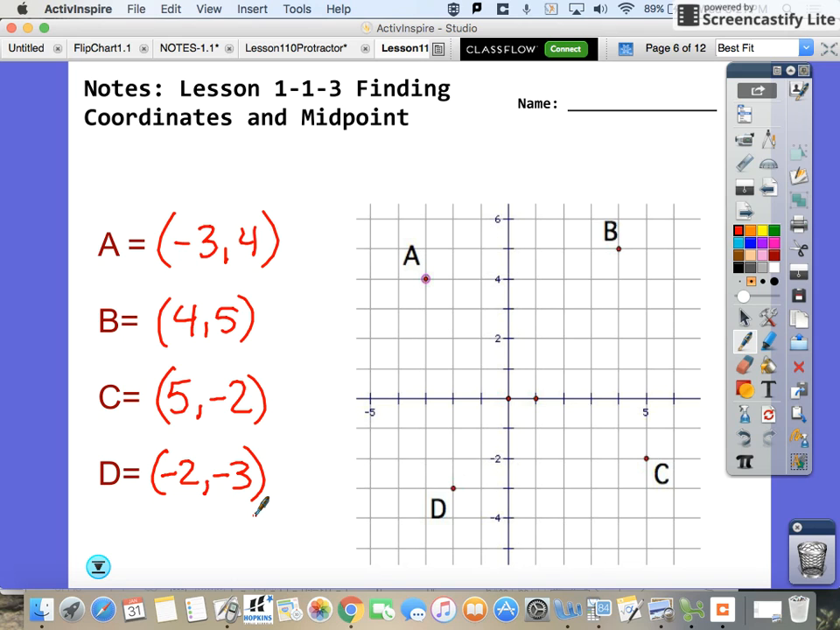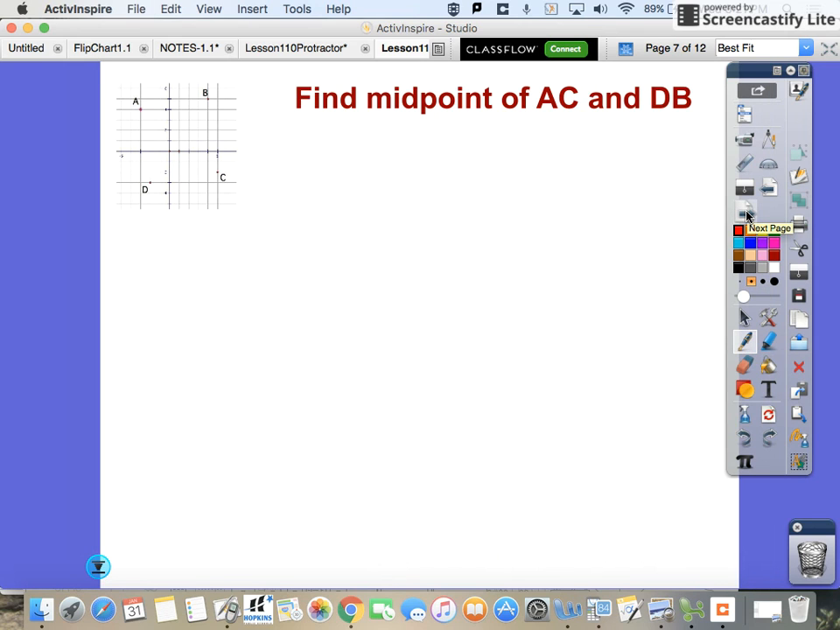Now we're going to use those on the next page to find some midpoints. So we need to find the midpoint of AC and of DB. So AC, the coordinate for A, again, was -3, 4. And C was 5, -2. So we're going to do some work here to find the midpoint.